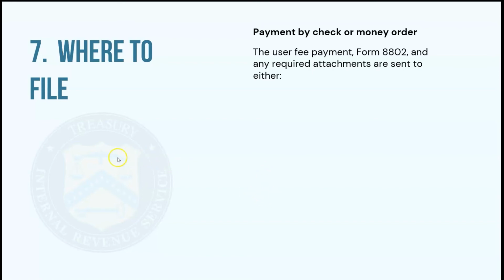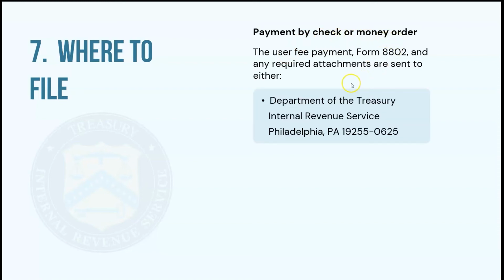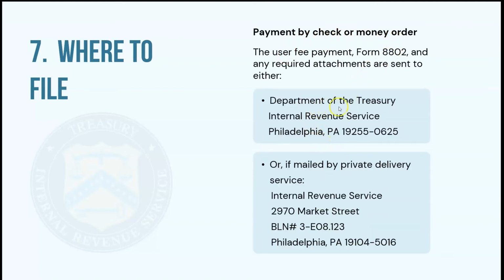Now, where do you file these forms? Payment, you can pay by check or money order. So if you're paying by check or money order, you send it to the Department of Treasury. This address is here. And then you could also mail it by private delivery. So if you're using FedEx, DHL and stuff like that, you could use this address.